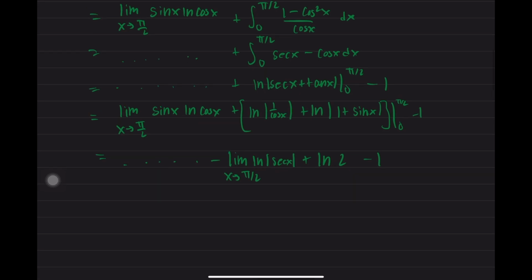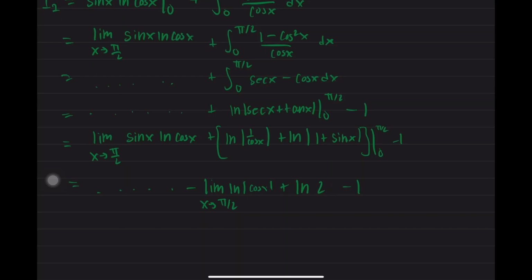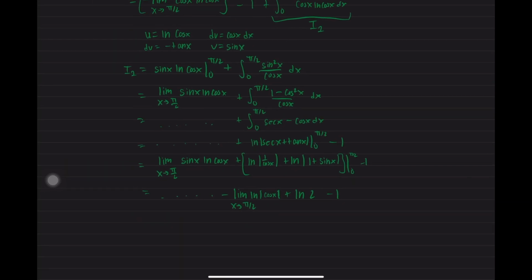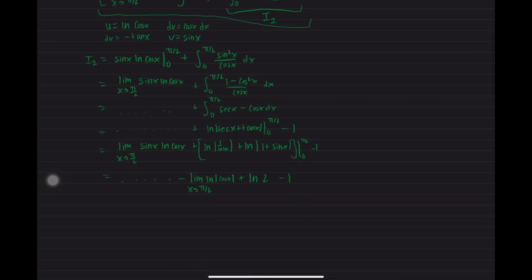Okay, so now we have a few things we can work with. Also, this should be cosine of x, not a secant x. So here we have this. Now let's go back and let's see what we had. We had I1 right here, and then we had this right here. So let's plug this in.